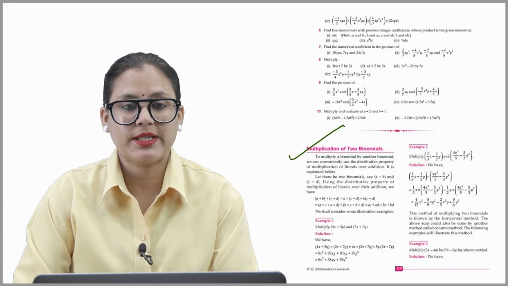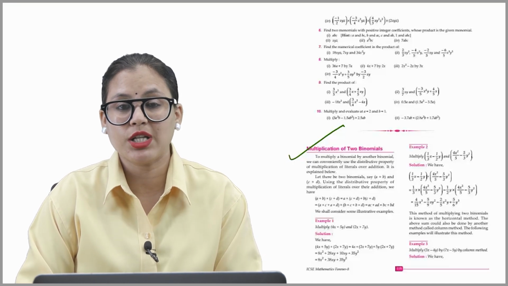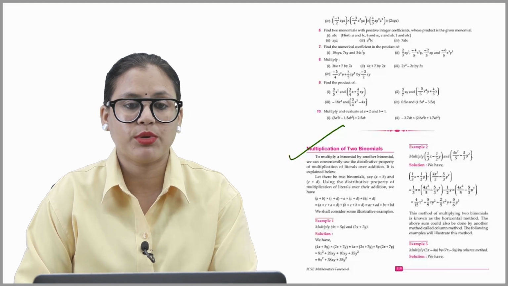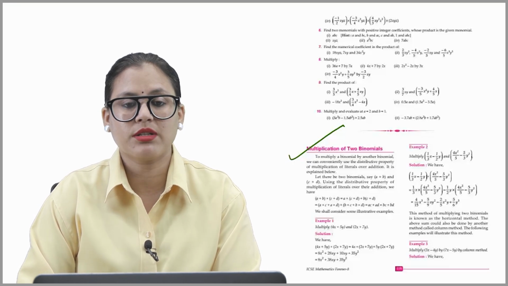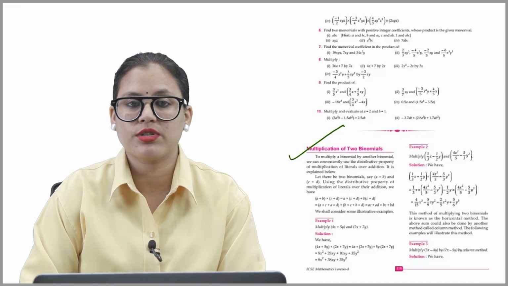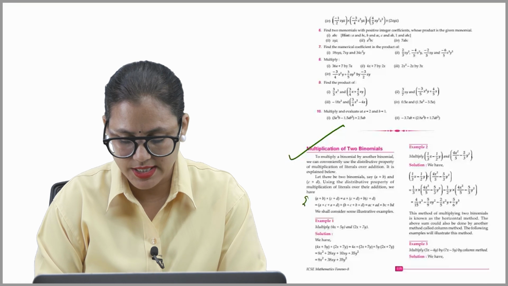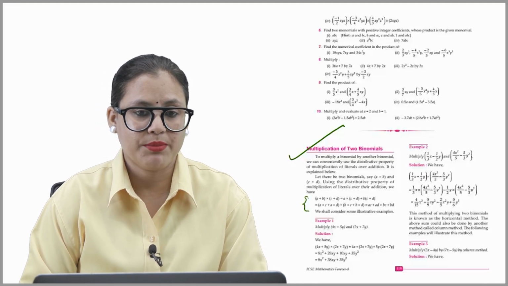Multiplication of 2 binomials. To multiply a binomial by another binomial, we can conveniently use the distributive property of multiplication of literals over addition. It is explained below. Let there be 2 binomials, say a plus b and c plus d. Using the distributive property of multiplication of literals over the addition, we have this identity. Now we shall consider some illustrative examples.